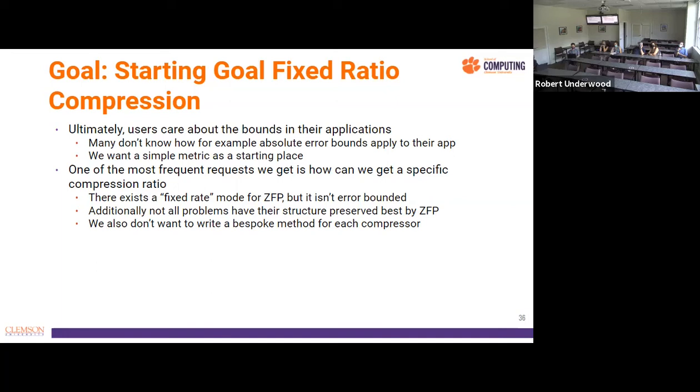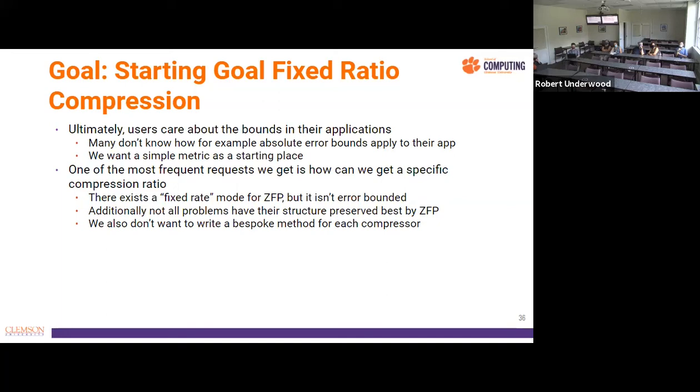So in the process of trying to do this, why would you want or care about bounding the compression ratio? Well, this is actually one of the most common requests that teams have when they go to consider adopting compression. They're like, what's the best quality I can get for the available size that I have allocated to me? That's the problem of doing fixed ratio compression.